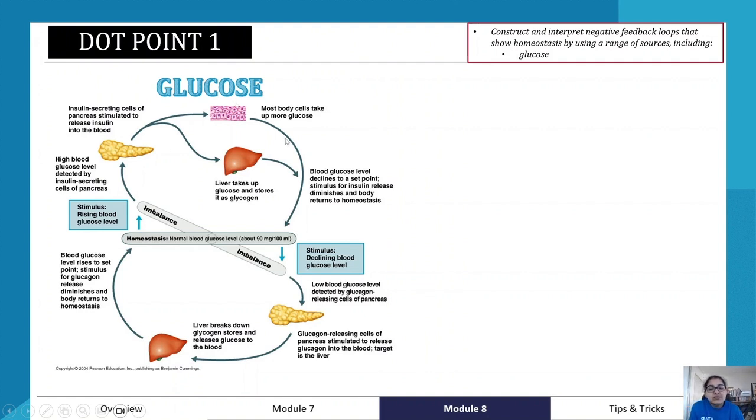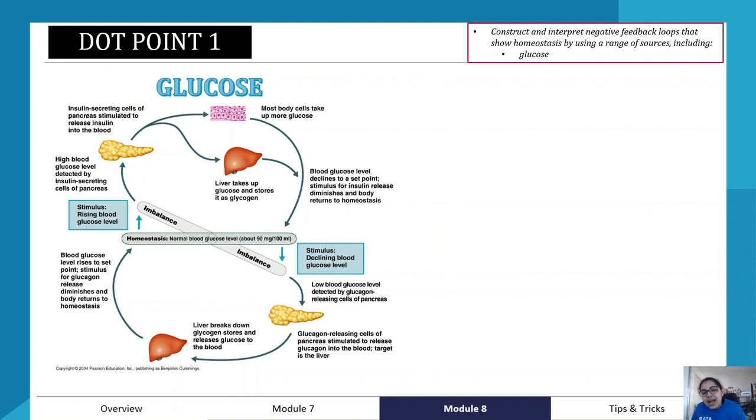As a result of that, the blood glucose level will decrease and decline to a set point, and then the stimulus for insulin release will diminish, because we don't want high levels of insulin in the body at all times, because the glucose levels should not drop below 4 millimolar.